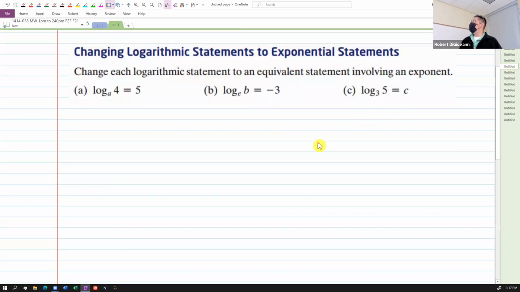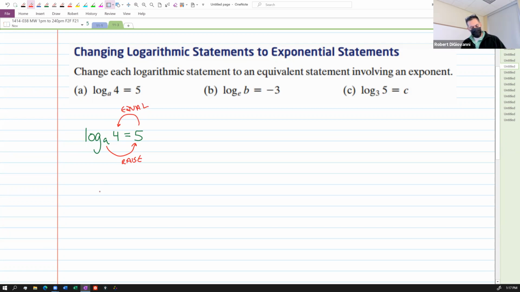Now, let's try and go the other way. What if I give you a log expression and ask you to convert it to exponential? These, I think, are easier because all you have to do is use that little loop I just gave you. So for this first one, log base A of 4 equals 5. I apply the loop. I'm going to take that, raise it to that, and set it equal to this.